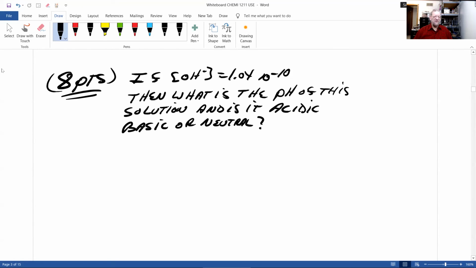All right, let's go through this. If the hydroxide OH- concentration is 1.0 times 10 to the minus 10, then what is the pH of the solution? And is it acidic, basic, or neutral? So if I look here, I'm trying to find a pH. And I'm given this.